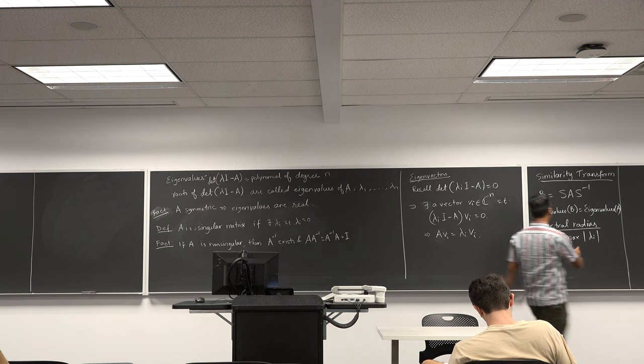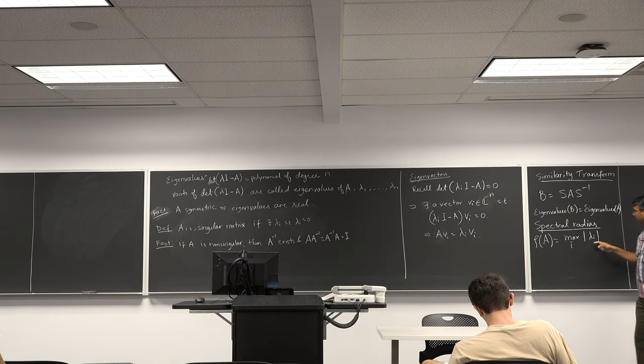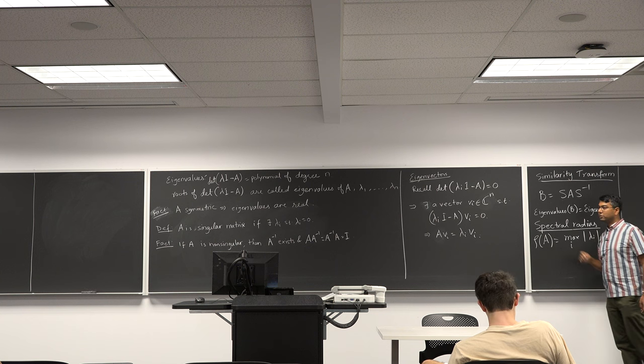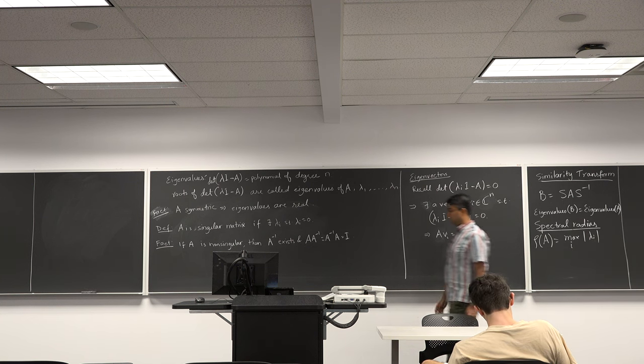So for the spectral radius of a matrix A, you have n eigenvalues. You take the absolute value of those n eigenvalues, you take the maximum of those absolute values, and that gives you the spectral radius of the matrix A.